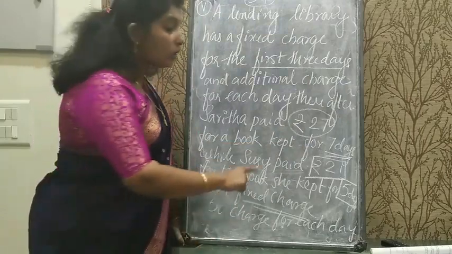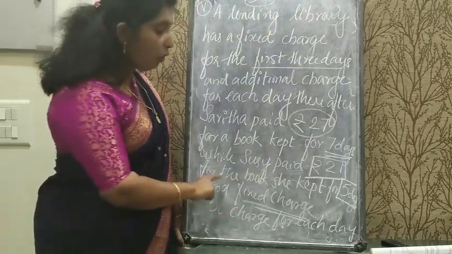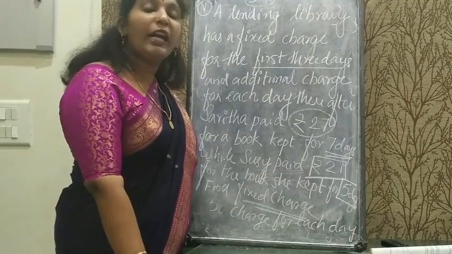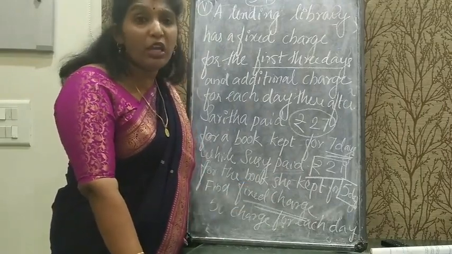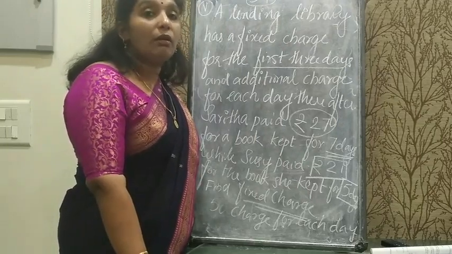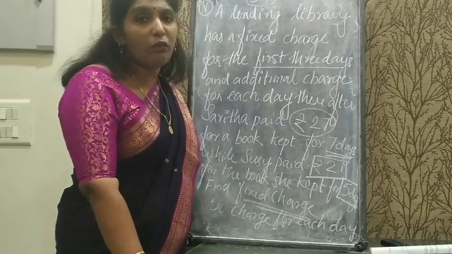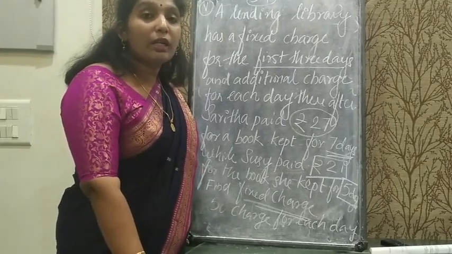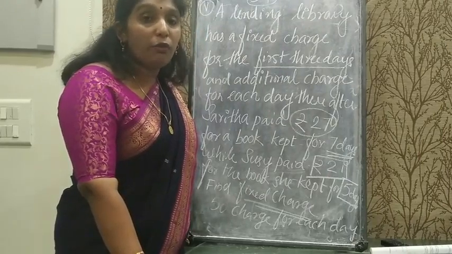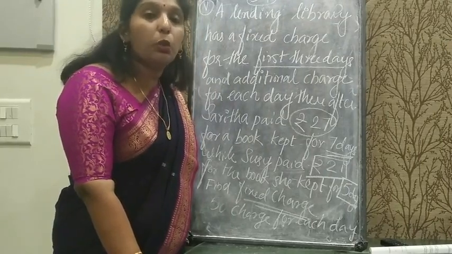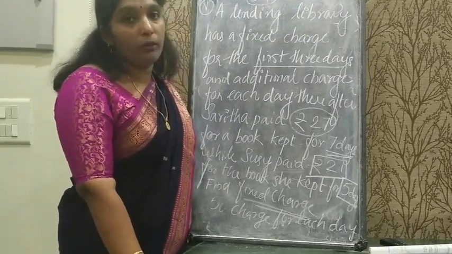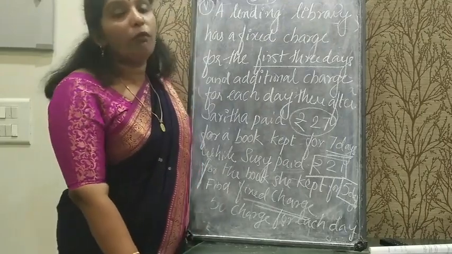Second condition: Susie paid rupees 21 for the book she kept for 5 days. Here also the fixed amount is the same, which we assume as x. For the first 3 days she has to give the fixed amount. Out of the total 5 days, 3 days are fixed, so the remaining days are 2. For those extra 2 days she pays the extra amount, and in total she paid 21 rupees.